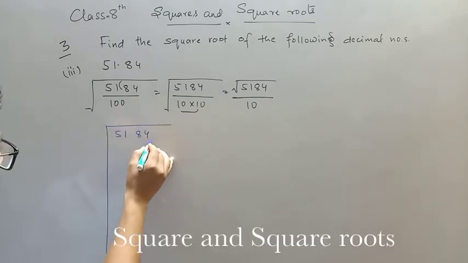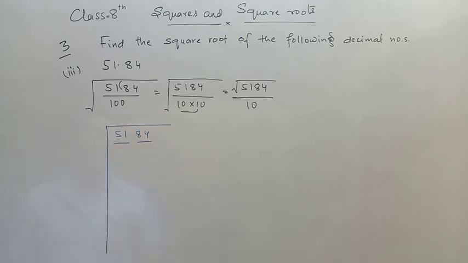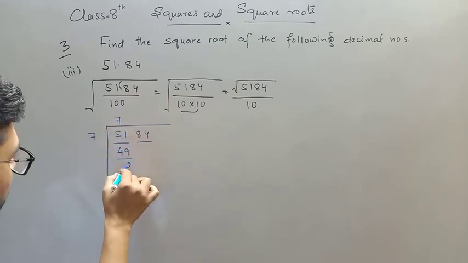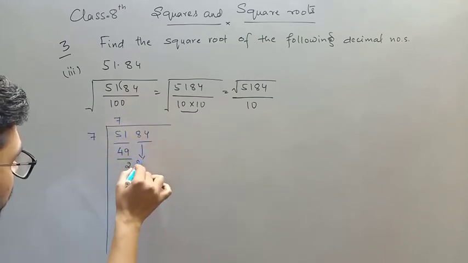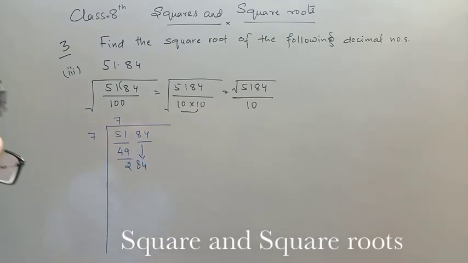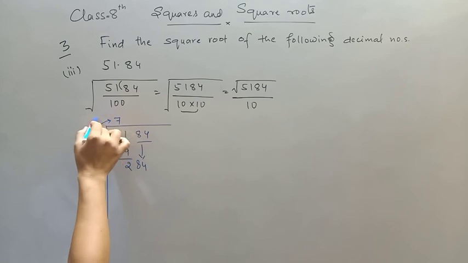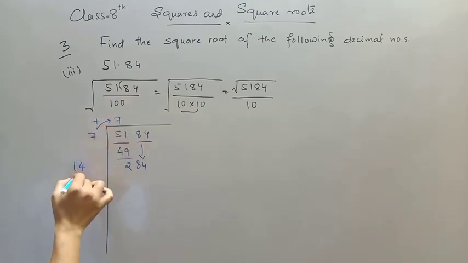5184, start pairing from the extreme right hand side. This is 51. The square number closest to 51 is 7, 7 7s are 49, right? Remainder is 2. Take this 84 down together. Now you have 284. 7 plus 7 is 14.